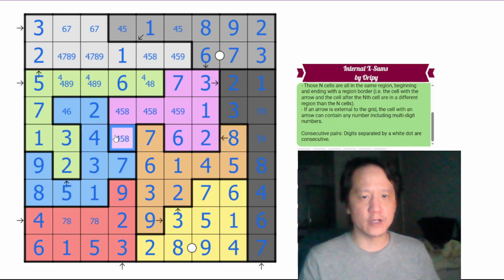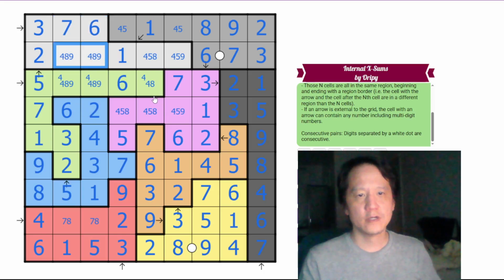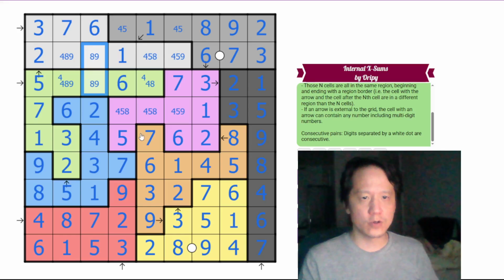This 4 and 8 eliminates 4 and 8 here, so this is 5. That makes this 9, which makes that 5. This 4 eliminates 4 here, so this is 6. This 6 eliminates 6 here, so this is 7, 6. These can't be 7. That 7 eliminates 7 here, so this is 8, this is 7. These can't be 4 anymore. This can't be 8 anymore here.